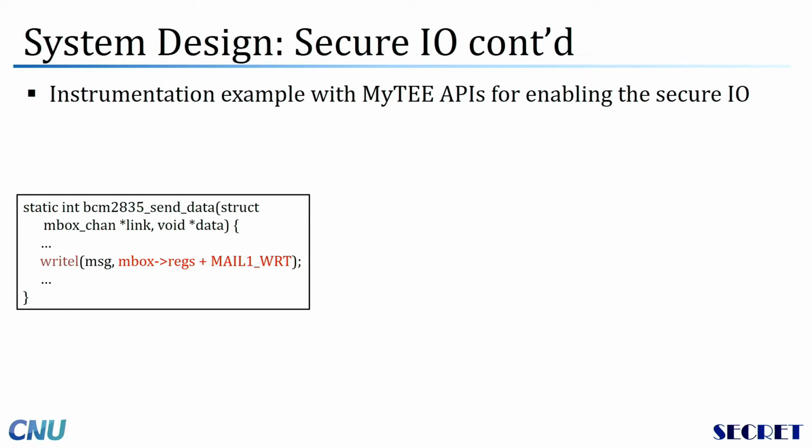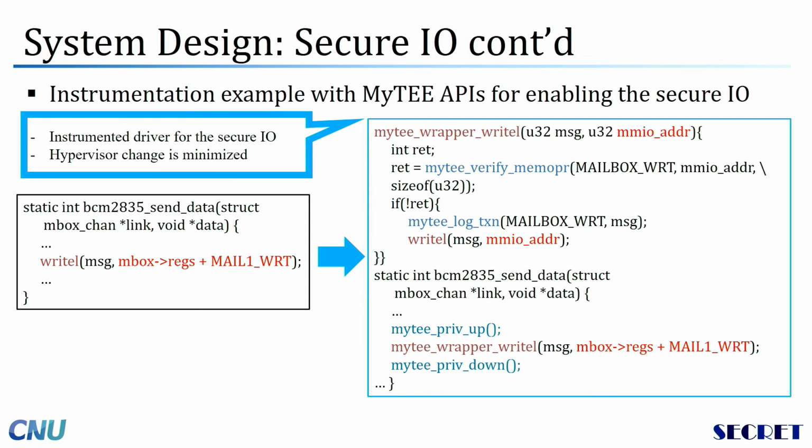This example code performs the MMIO with mailbox. To secure I/O, we can instrument the device driver by using other MyTEE APIs. Let's assume that the MMIO region for the writer is already write protected. We wrap the writer function with some verification APIs and escalate the privilege of the wrapper function. For details, please refer to our paper.